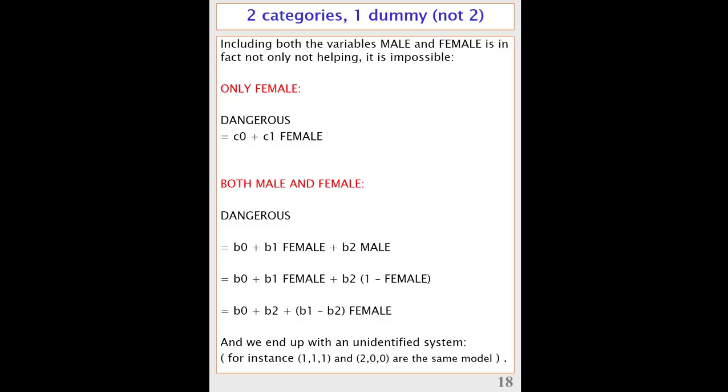And in fact, Stata protects you a little bit from this, because if you would do this, it would throw out one of these variables. So in that sense, you need not worry too much about it. But you do have to see why you need one dummy less than you have categories. Okay, next bit is your question.